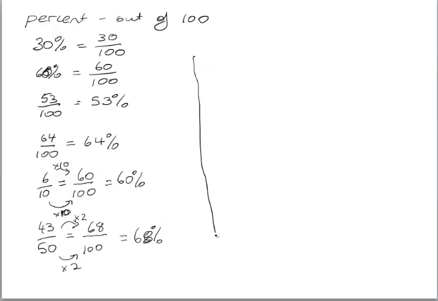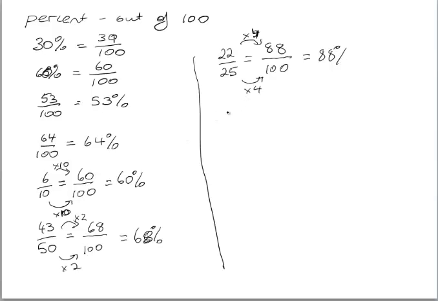Let's try another one. What about 22 out of 25, or 22 twenty-fifths? Is 25 a factor of 100? Yes, it is. 25 times 4 is 100. So if I multiply the 25 by 4, I have to multiply the 22 by 4. 22 times 4 is 88. So 22 out of 25, or 22 twenty-fifths, is 88 hundredths, or 88%.